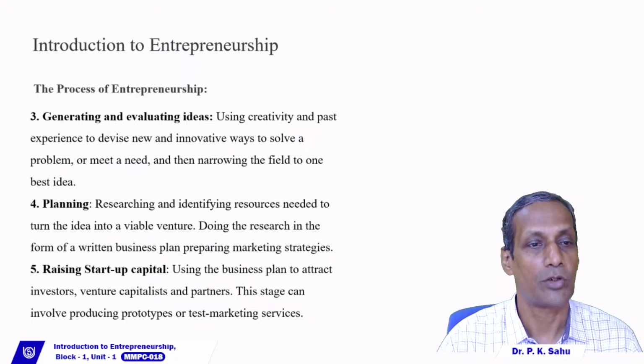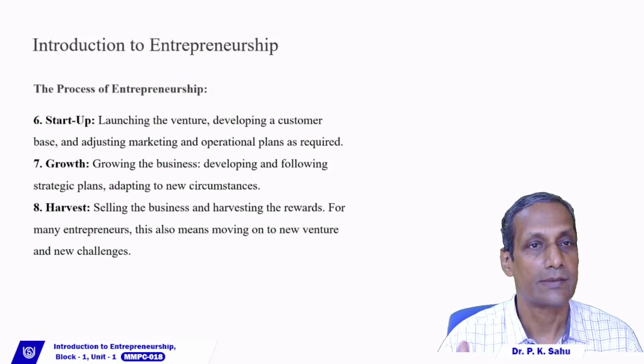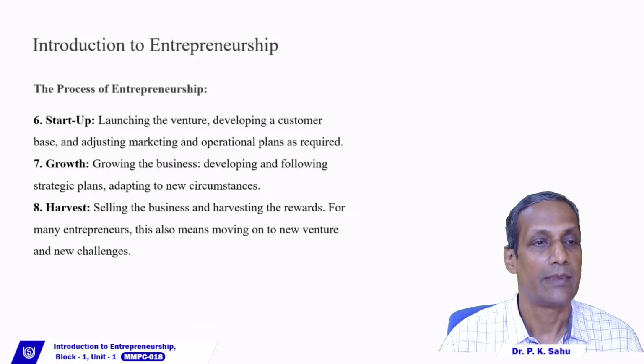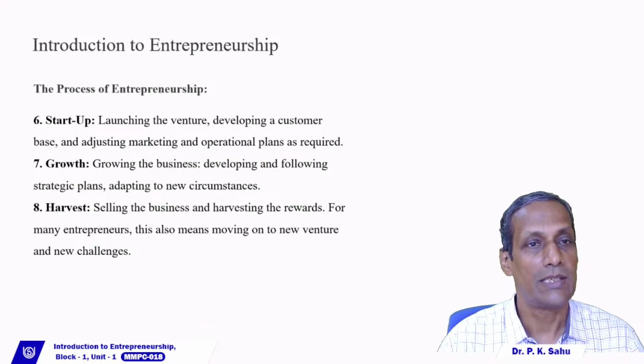The fourth is about planning. And the fifth is about raising startup capital. The sixth is the startup, meaning launching the venture, developing a customer base and adjusting marketing and operational plans as required. The seventh is growth, and finally harvest. So this process of entrepreneurship will be dealt with in the subsequent classes.